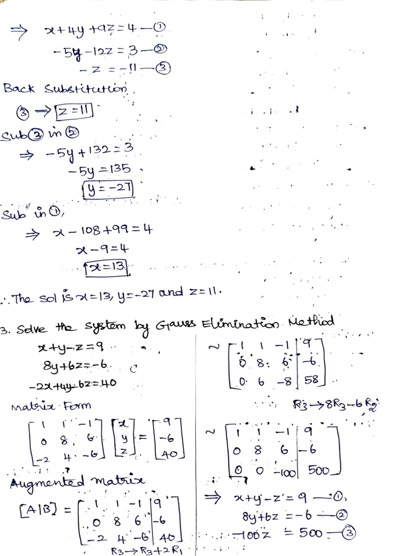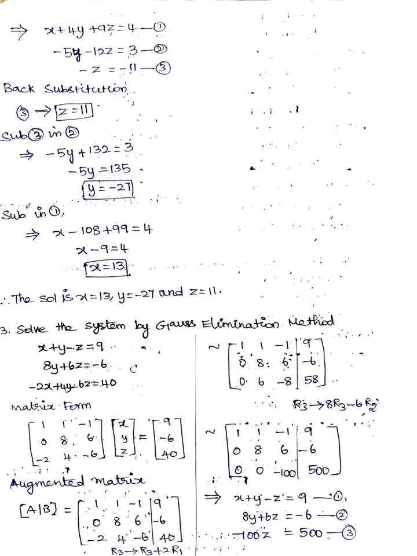In this problem, we have 1, 1, minus 1, 0, 8, 6, minus 2, 4, and minus 6 as the form of capital A. Here x, y, z are the unknown values, and on the right hand side we have b1, b2, b3 values: 9, minus 6, and 40. Now we form the augmented matrix. The augmented matrix A comma B is written with the A values and the B values. The combination of A and B is the augmented matrix.